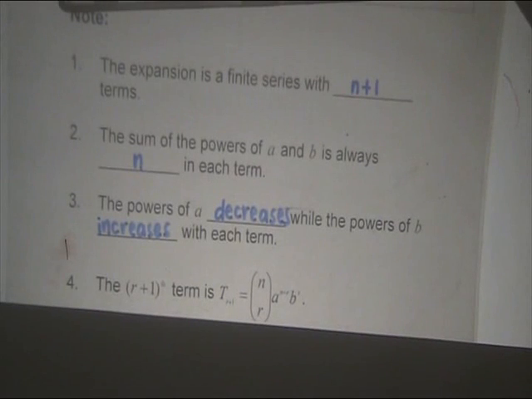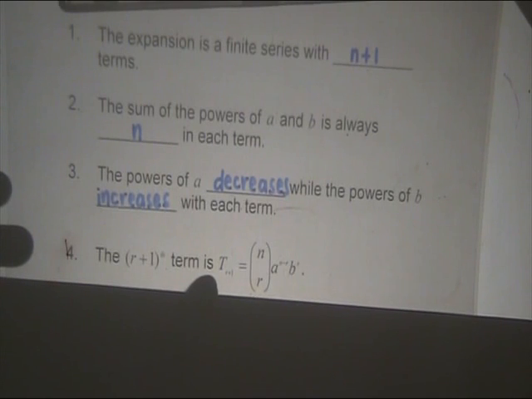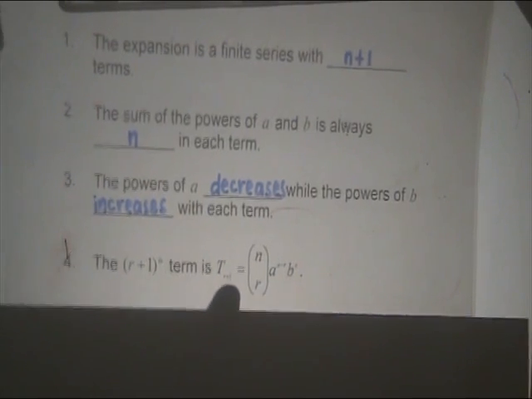And the general term, we call it the (r + 1)th term. The notation we use is a capital letter T with subscript r plus 1. This is how it looks: n choose r, a to the power of n minus r, b to the power of r. It is also found in the formula. This is the general term.